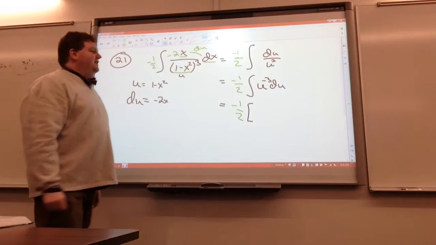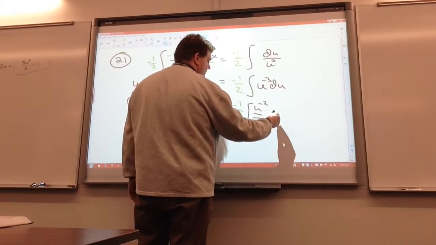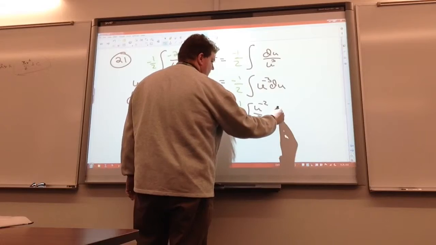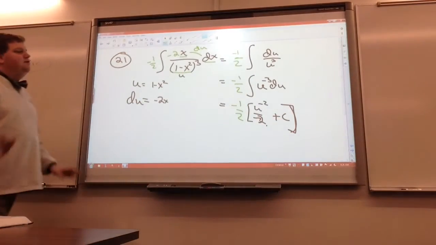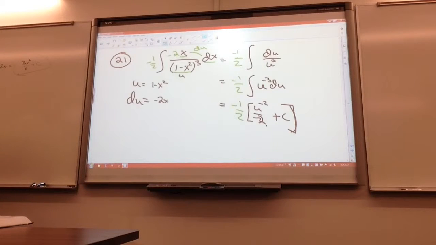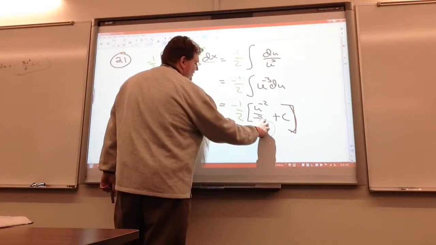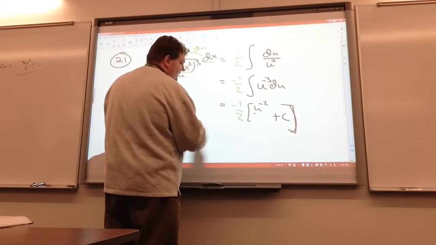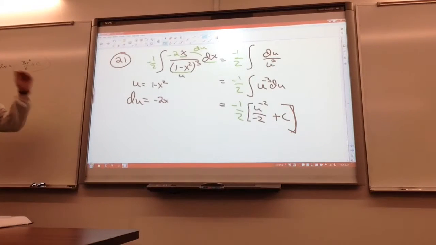There we go. u to the negative second over negative 2 plus c. Okay. You can leave your answer like that. Actually, make that look like a negative 2 on the bottom and not some sort of weird character. There you go. That's perfectly acceptable to leave your answer that way.